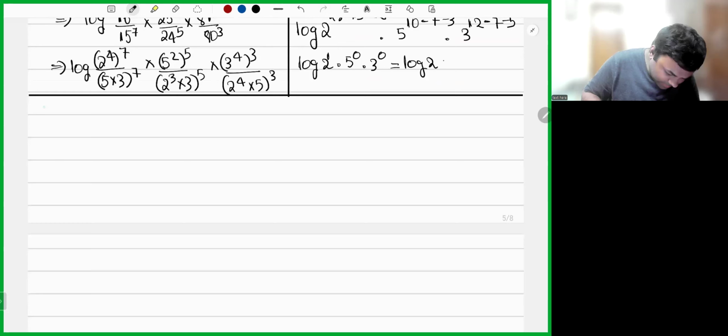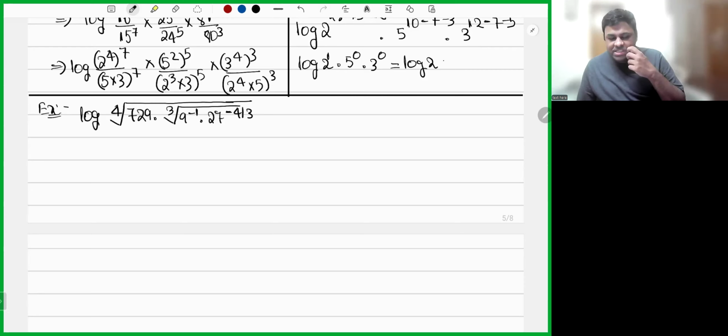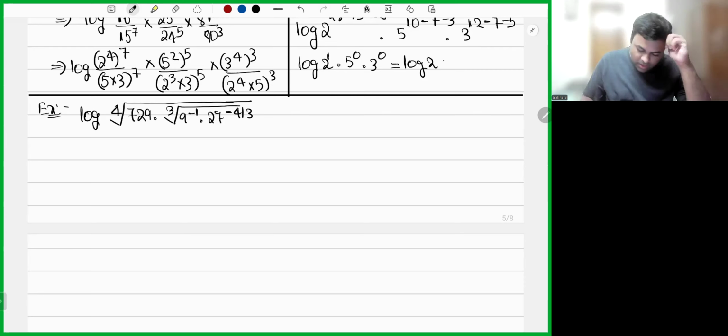Example: I have log base 4 of root 729 times the cube root of 9 power minus 1 into 27 power minus 4 by 3. This is the given question, my dear friends. He is asking you to simplify this.